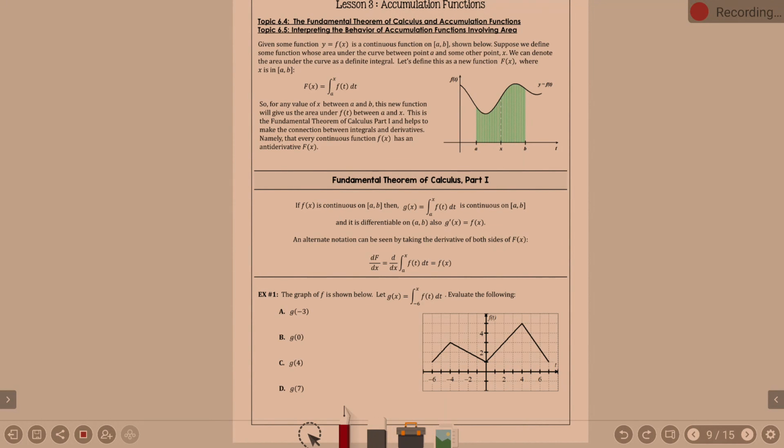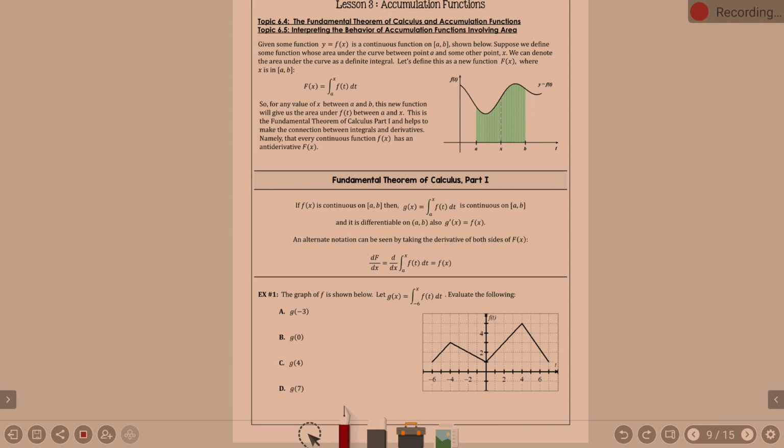Lesson 3, accumulation functions, leading more and more to integrals. Okay, you're going to see the integral here. We're not actually going to solve integrals in a way. When I think of solving integrals, I think of taking the antiderivative. We're not there yet, okay?